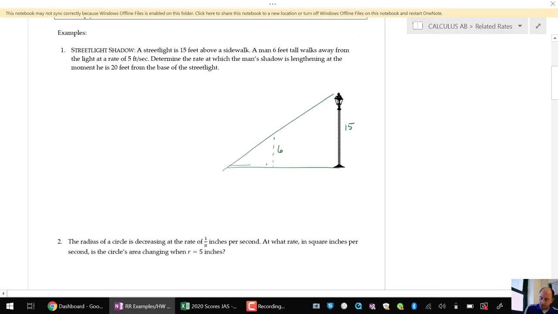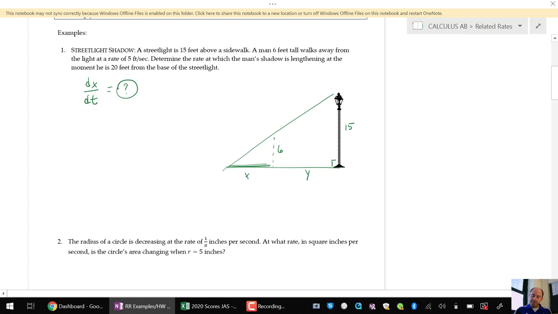what do we know here? Here's the shadow part. Determine the rate at which the man's shadow is lengthening. At the moment, he is 20 feet from the base of the street light. So if he's walking away from the street light, then I have variables down here. Let's call the shadow x, and let's call the man's distance from the street light y. So essentially, dx/dt would represent the rate at which the shadow is changing, and that's missing. That's my unknown rate.